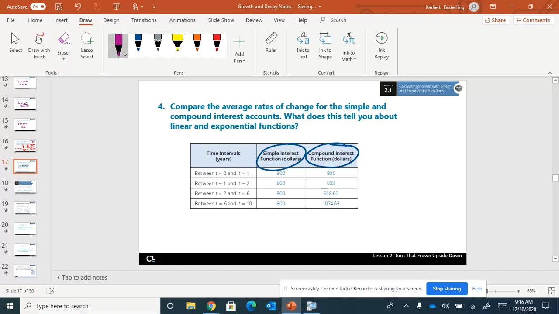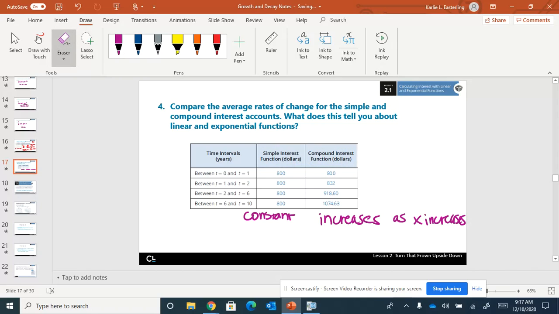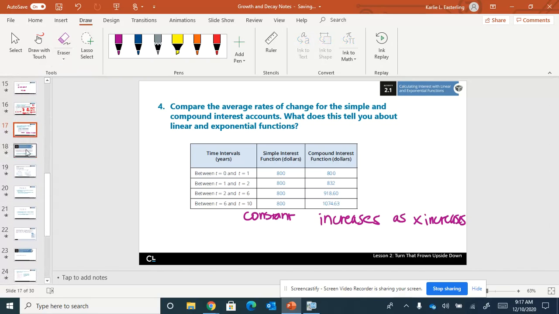So our average rate of change for the linear, it's constant. As our t-value goes up, our average rate of change is staying the same, so it's constant. Our average rate of change for the exponential, it increases as x increases. So if you put your money into a simple interest function, you're going to be making less money in the end than in a compound interest function. All right?